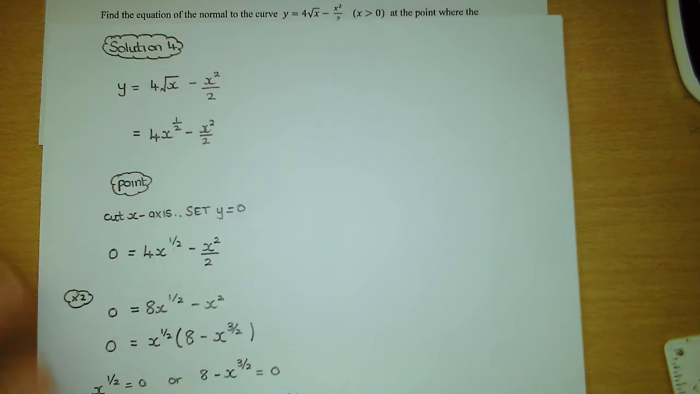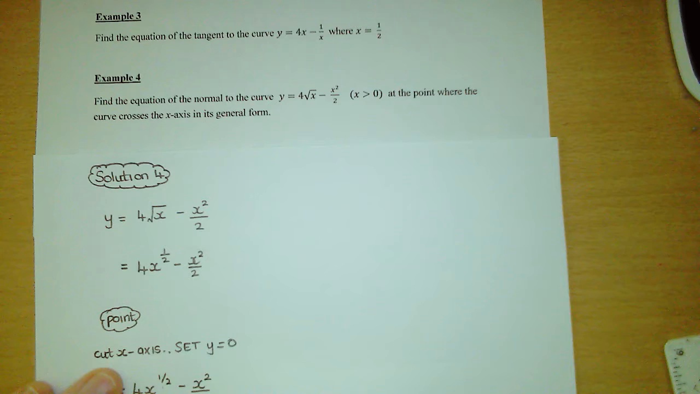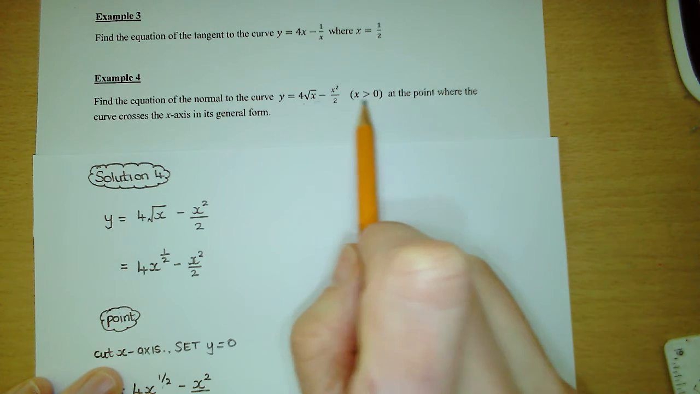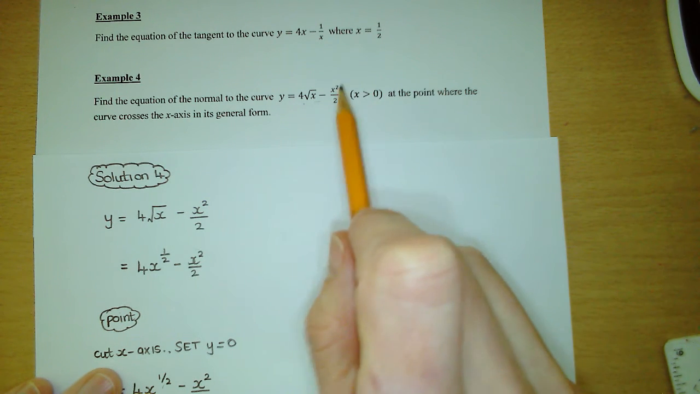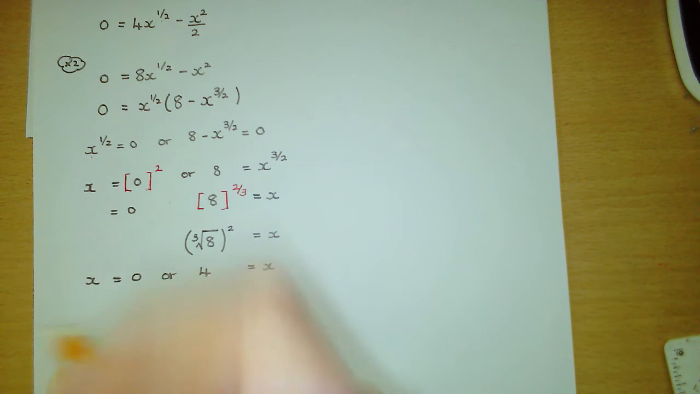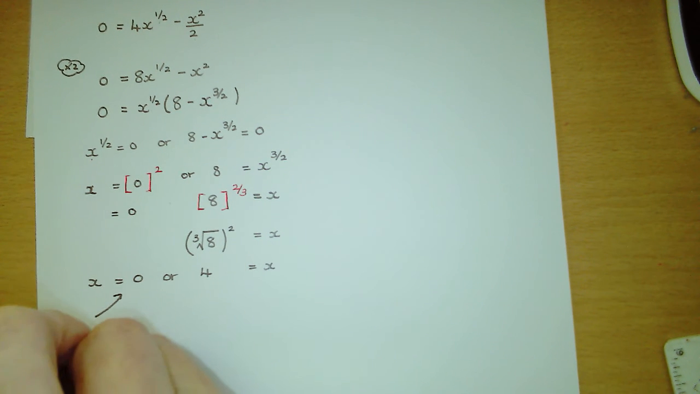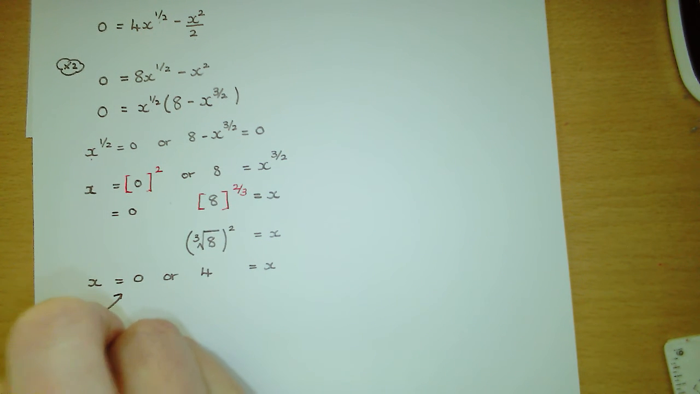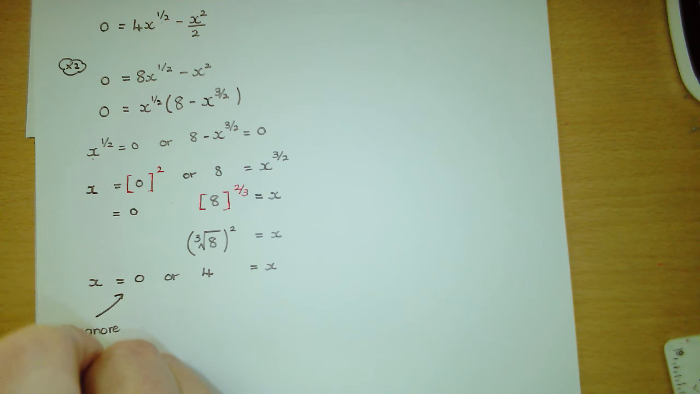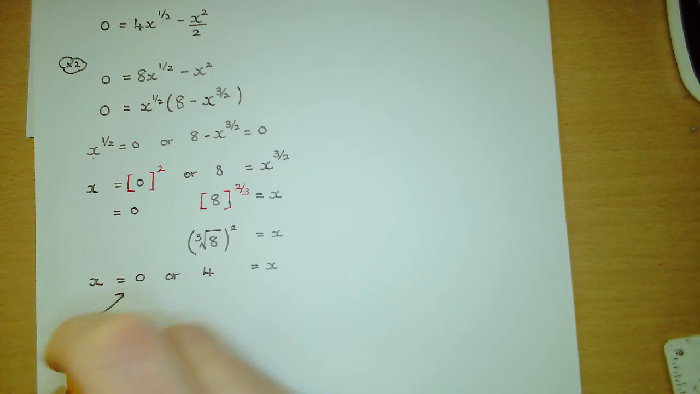But if you go back to the question, it says we're only considering this curve for x values bigger than 0. So if you go back to what we have, we're going to ignore this solution here. So we're ignoring it since we only consider the curve for x values bigger than 0.